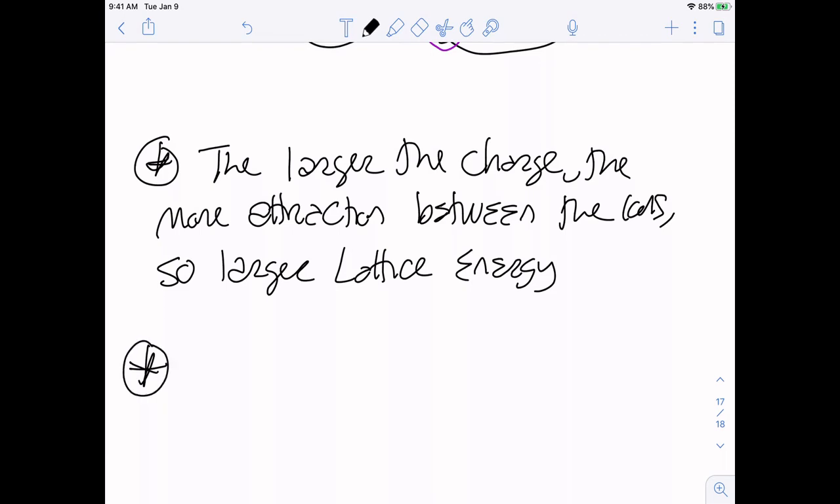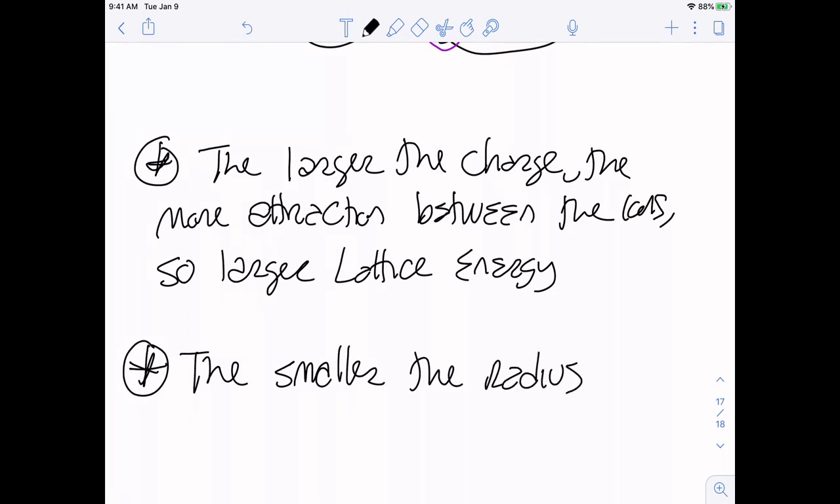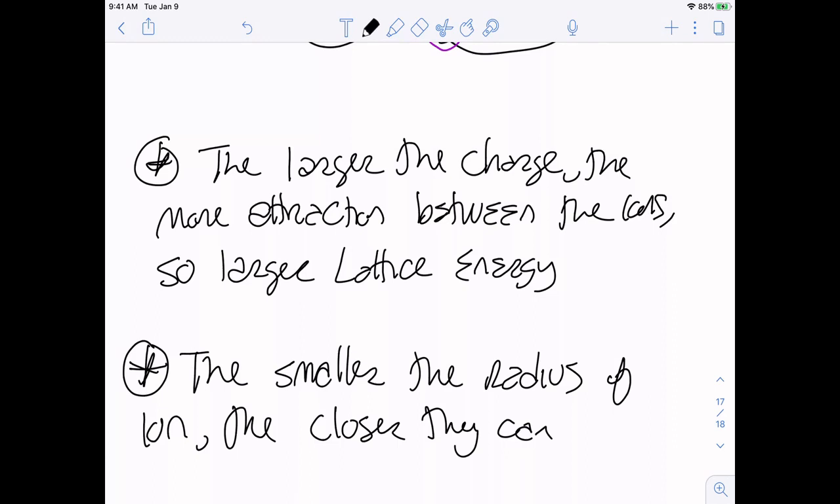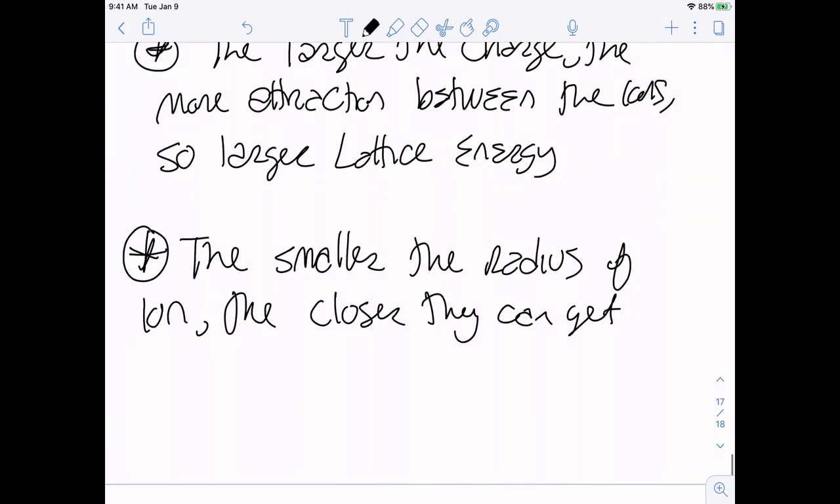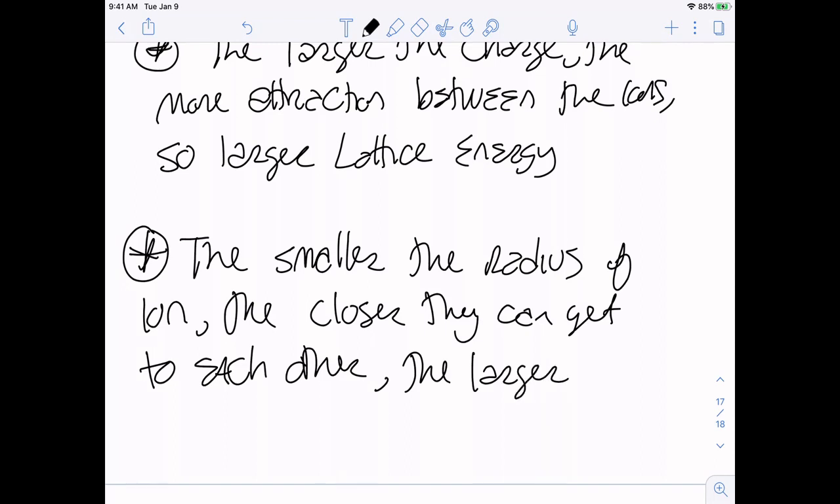And then size: the smaller the radius. Just so you know, I'm not talking about mass, and when I just say larger, I'm not talking about charge. So the smaller the radius of the ion, the closer they can get to each other, and the larger the lattice energy.